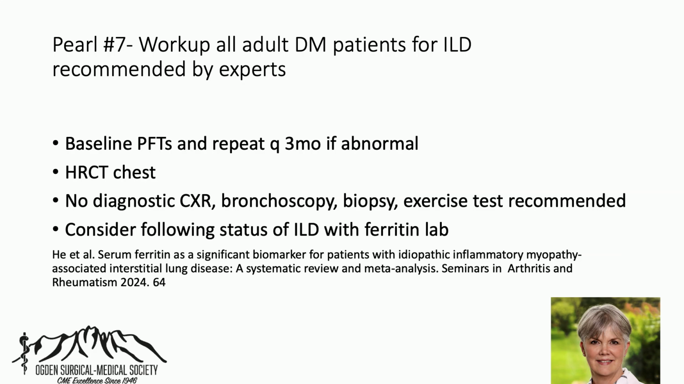So how do you screen? The experts say the most important thing is baseline PFTs. If they're abnormal, you repeat them in 3 months and keep following them. If they're abnormal, you do a high-resolution CT because it can tell you the difference between fibrosis and inflammation. And basically, you don't need a lot of chest x-rays, bronchoscopies, or biopsies, unless for some reason your pulmonologist thinks you need it for another reason. And then one recent paper says ferritin is a pretty good test for following the activity of interstitial lung disease. So you can use that test adjunctively, not diagnostically, but to follow.